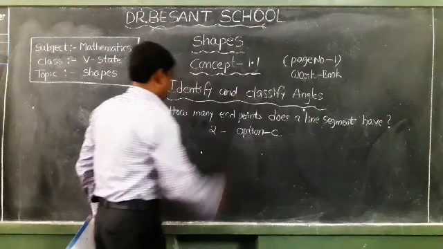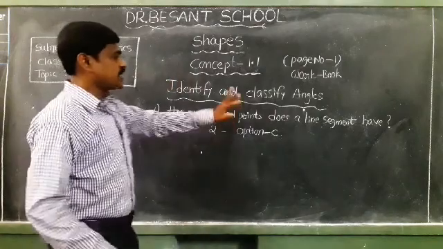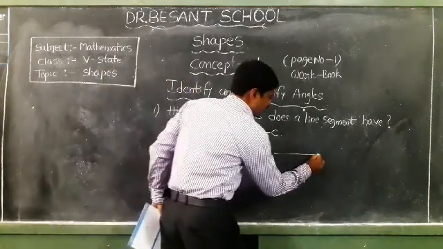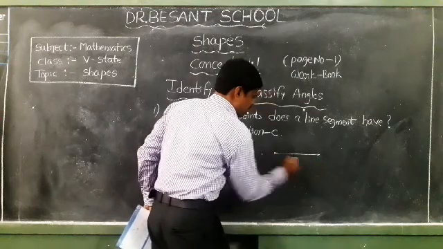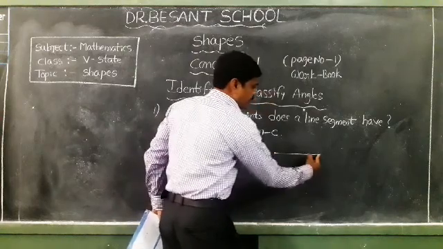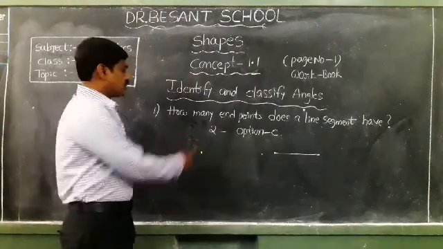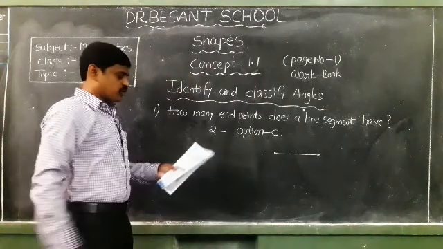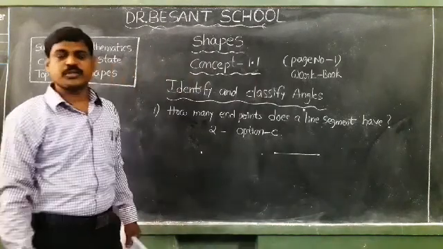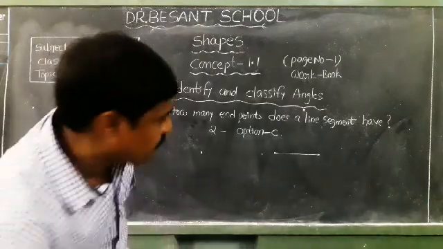Option C. Okay. How many endpoints does a line segment have? See, you can easily understand. This is one endpoint. This is another endpoint. It has 2 endpoints. So the answer is 2. So which option is correct? Option C is correct. Okay. Next.